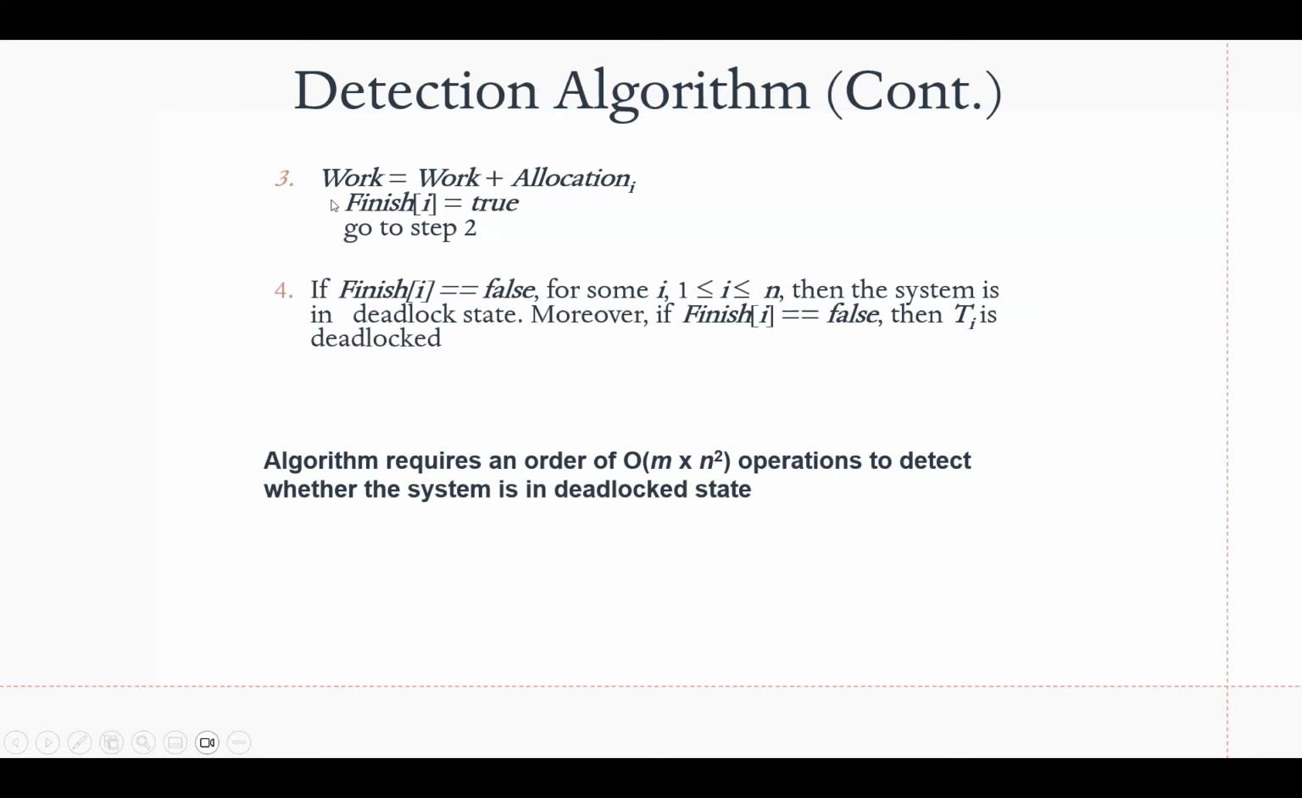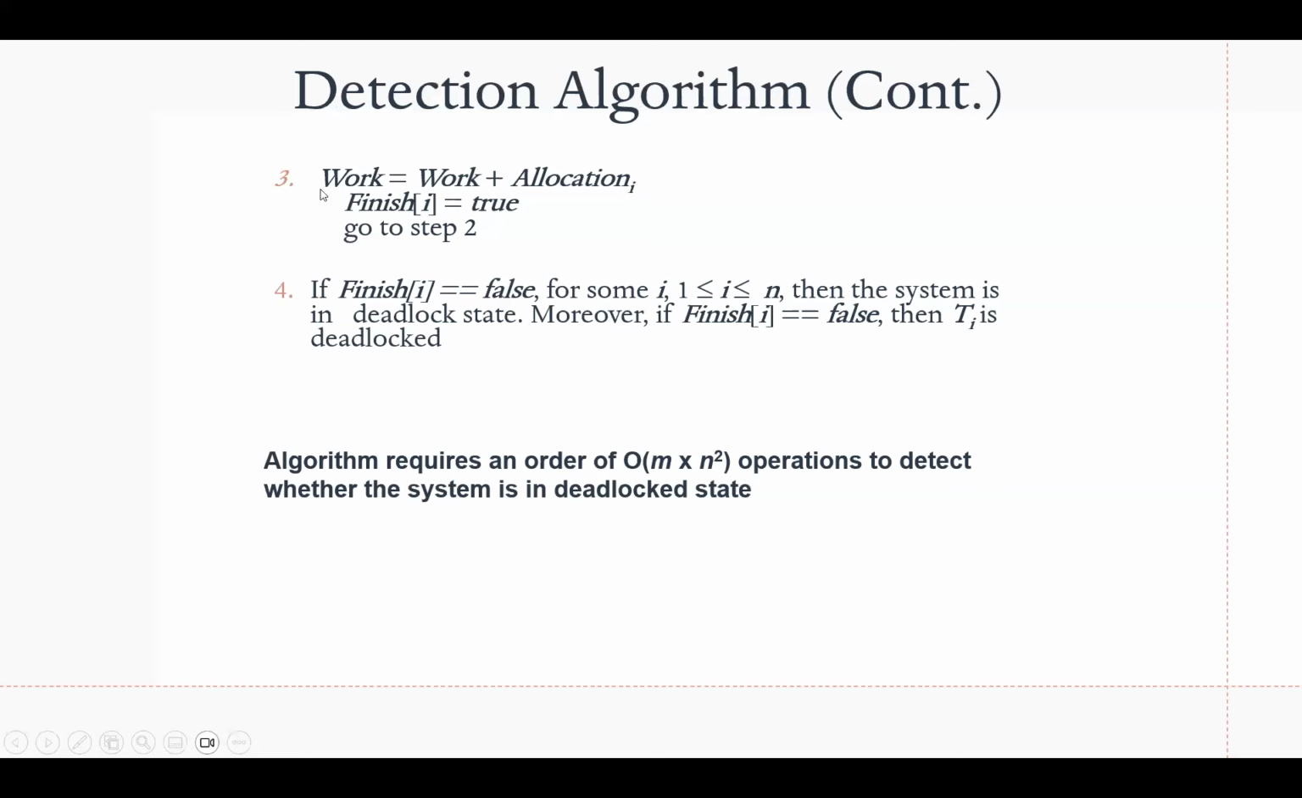If in step 2 we have checked that finish of i is equal to false and the request of that particular process is less than or equal to work, so basically we can allocate the resources. This means we are pretending to execute that process. After execution, the process has to release the resources. So here we are releasing the resources.